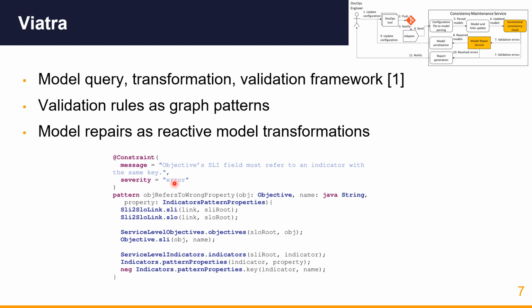the objective's SLI field must refer to an indicator with the same key, so that we refer to an SLI in the service level objective model, then the names must be correct according to the SLI model. We return an error stating that this objective has an incorrect SLI referred.